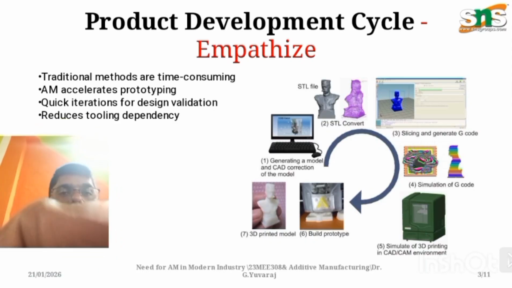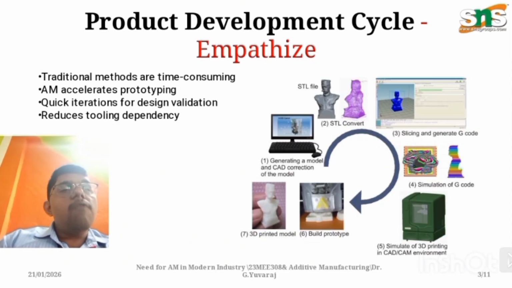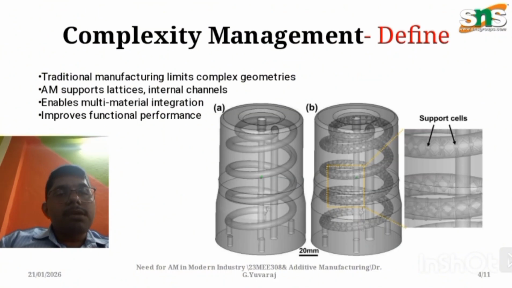So we can manufacture in this way: generating a model and CAD correction of the model, followed by STL conversion, followed by slicing and generation of the G code, followed by simulation of the G code and simulation of 3D printing in the CAD/CAM environment.